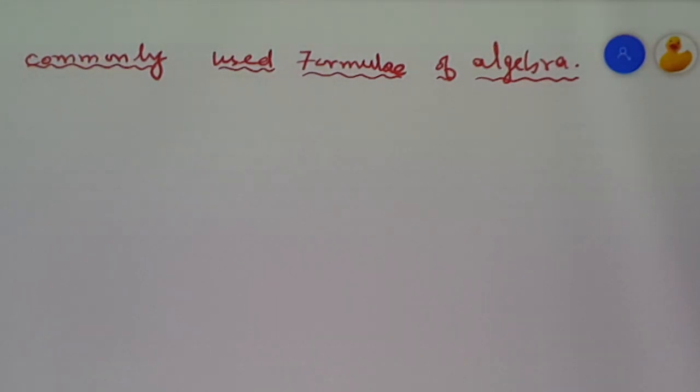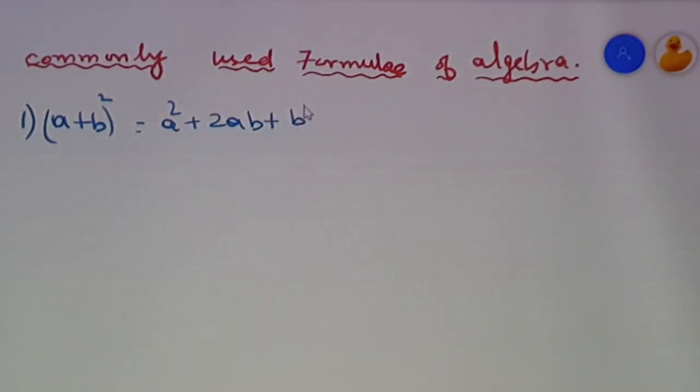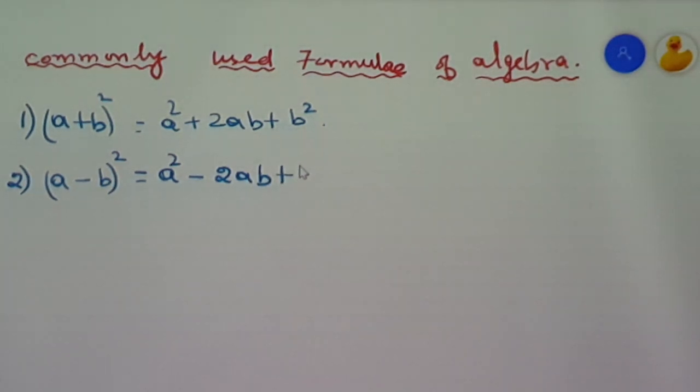So the first formula that I have to deal with is: what is (a plus b) the whole square? (a plus b) whole square can be written as a square plus 2ab plus b square. Similarly, what is the second one? Let us consider (a minus b) the whole square. You get a square minus 2ab plus b square.